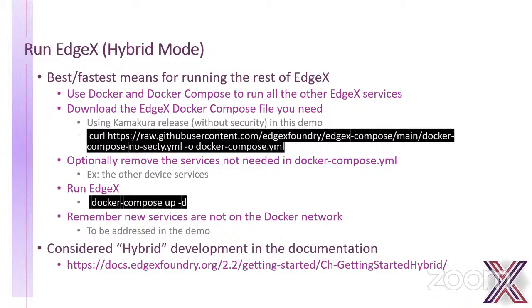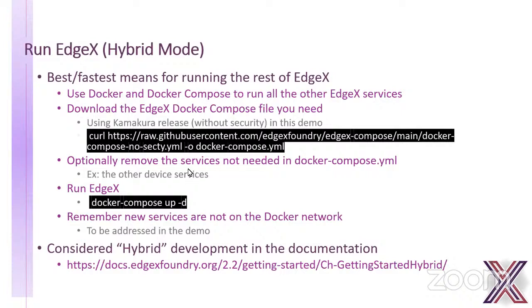I often recommend this as an approach to start things off. Once you get into security elements, you've got to provide for a lot more capability. You've got to get certificates and everything. It's usually a place you want to get to, but you want to start with the simplest and lowest common denominator to understand EdgeX and then apply security on top of it. So I'm going to get the Docker Compose file that provides for Kamakura release without any security.